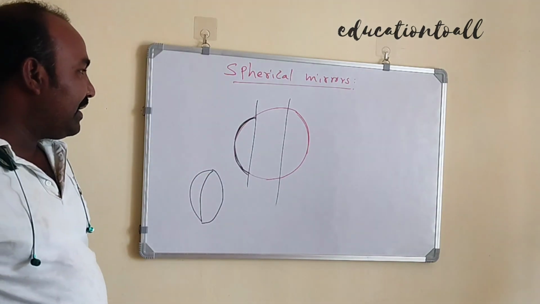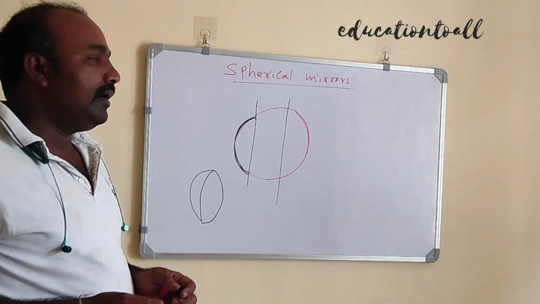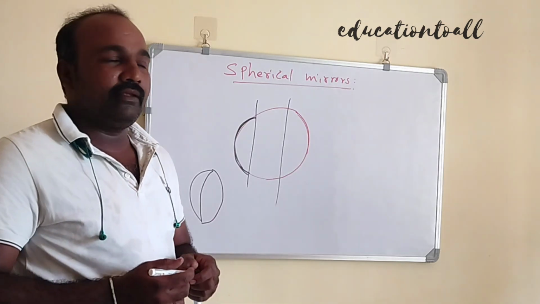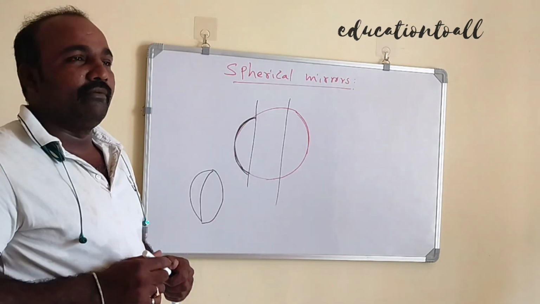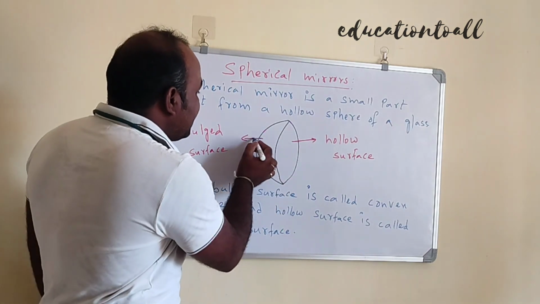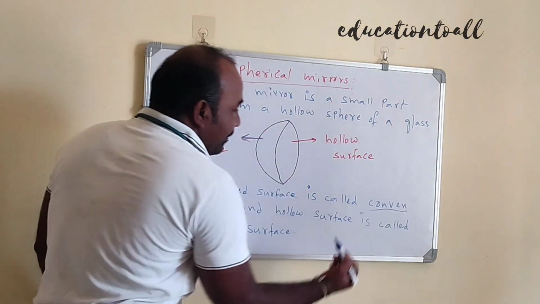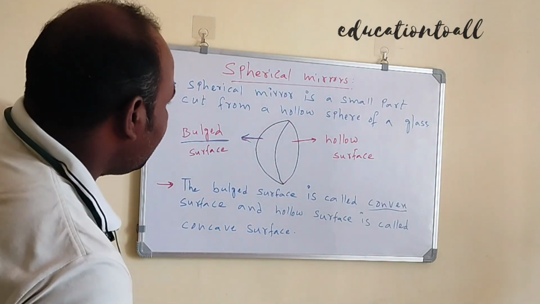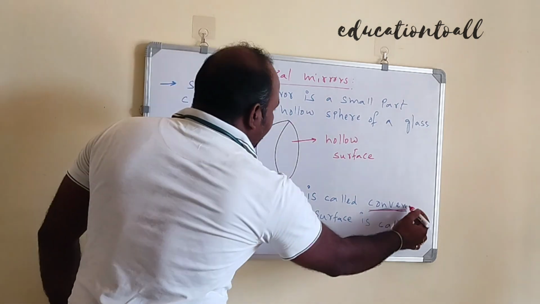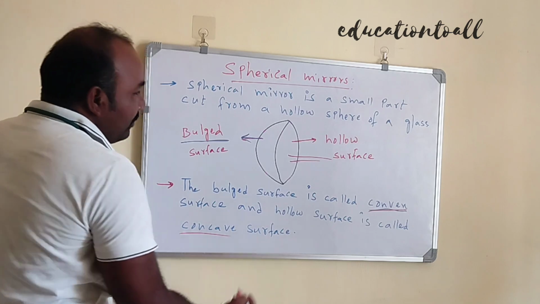Okay. So spherical mirrors are of two types: a concave mirror and a convex mirror. Today I am going to discuss the concave mirror. In this cut part, the bulged surface is called the convex surface, and the hollow surface is called the concave surface.